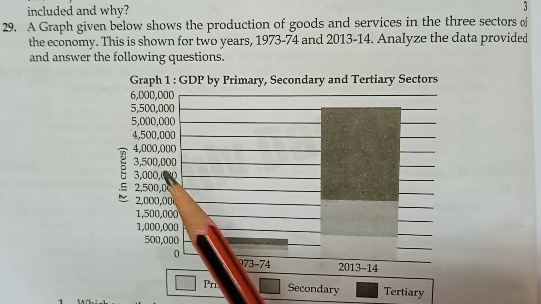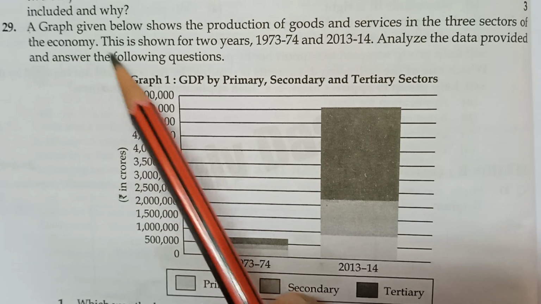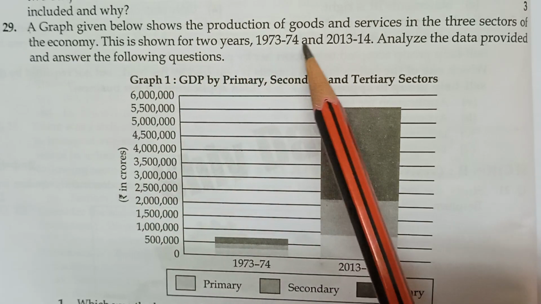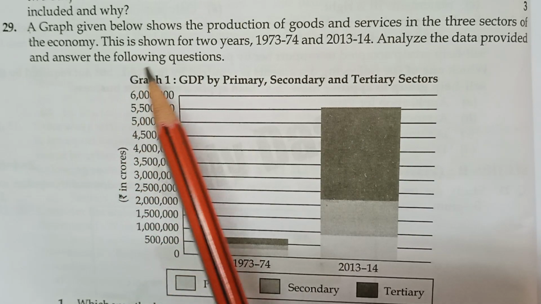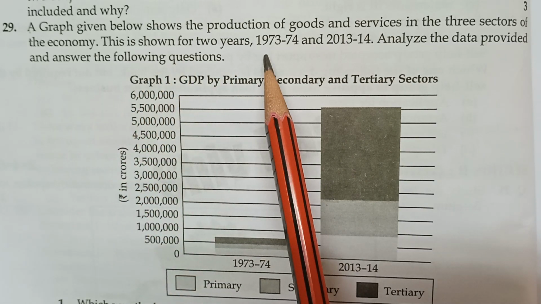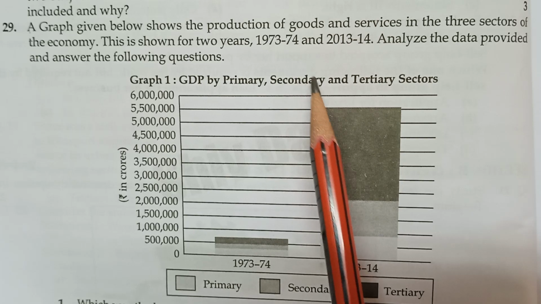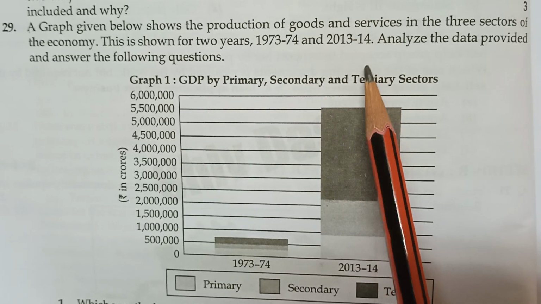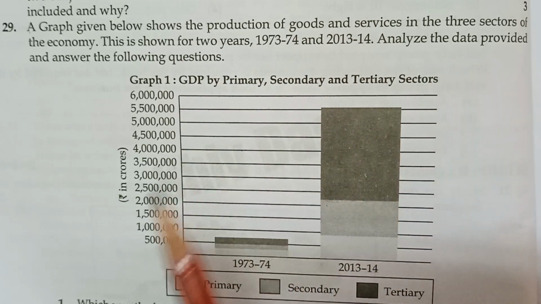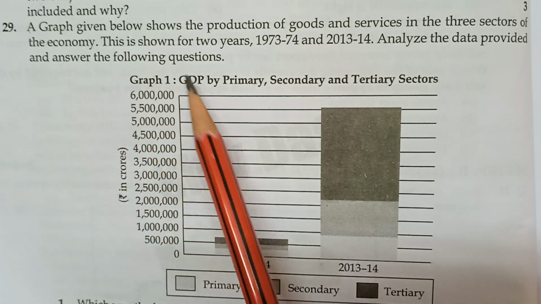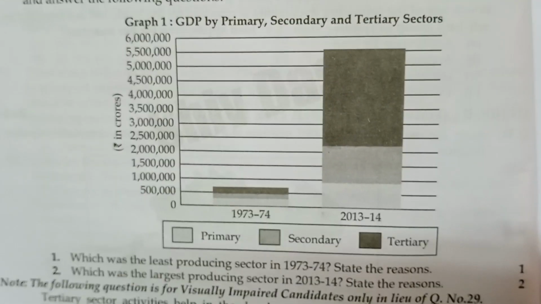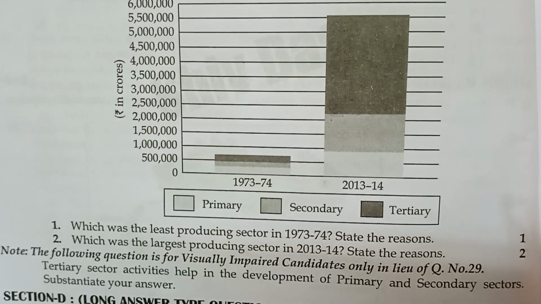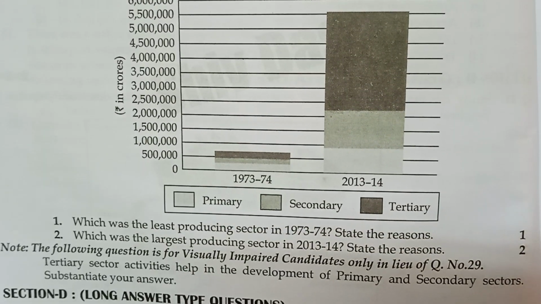Now let's start with question number 29. A graph given below shows the production of goods and services in 3 sectors of the economy. This is shown for 2 years, 1973 to 74 and 2013 to 14. Analyze the data provided and answer the following questions. So this data is being provided here. You have seen all these things, and you need to answer these questions from here. And after completing this, we have completed this whole section.